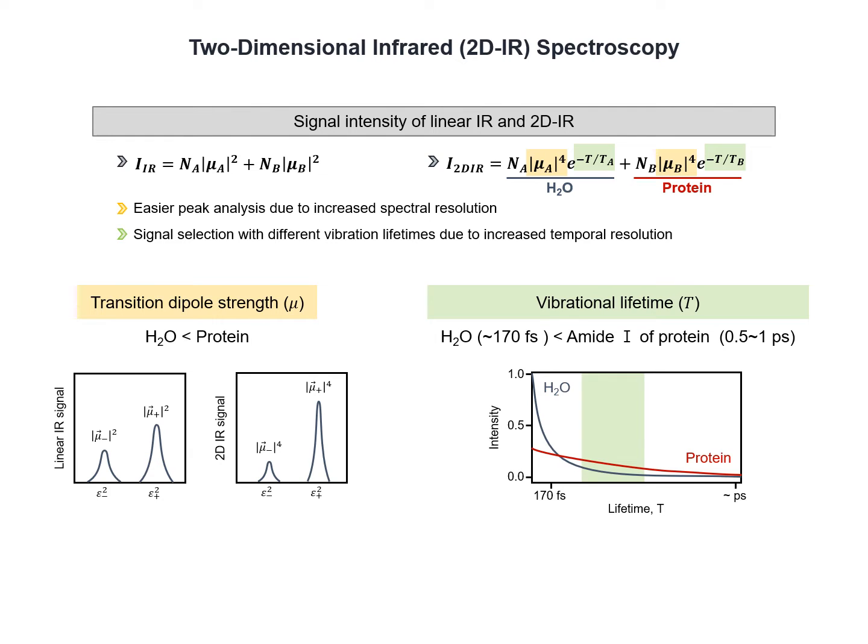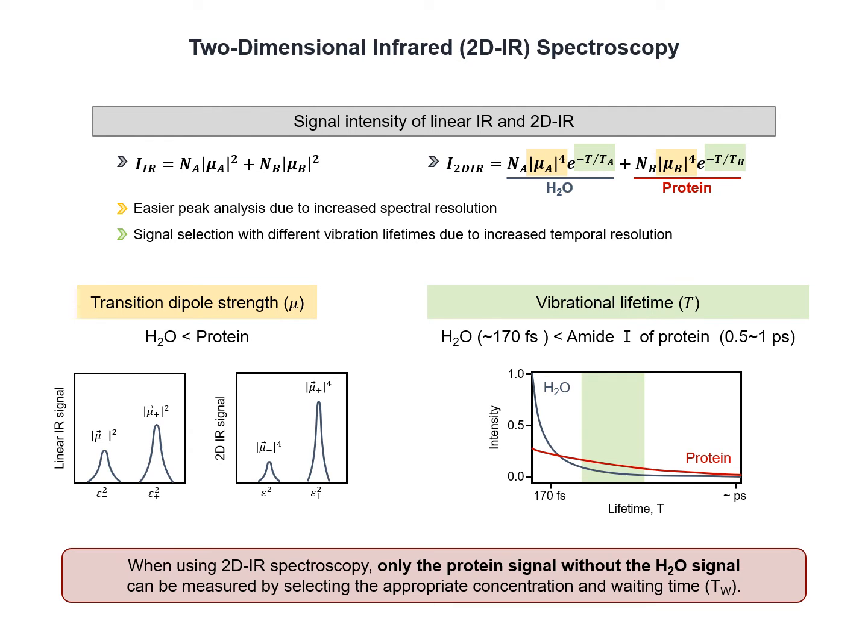And using this advantage of 2D-IR, only the protein signal can be observed without the water signal by setting the appropriate concentration and waiting time when measuring the 2D-IR spectrum. Therefore, in this study, we aim to understand the difference in amyloid aggregation dynamics in water and heavy water using 2D-IR.